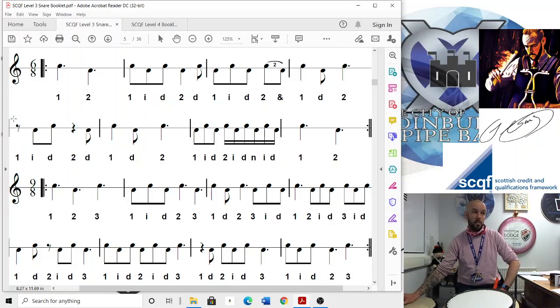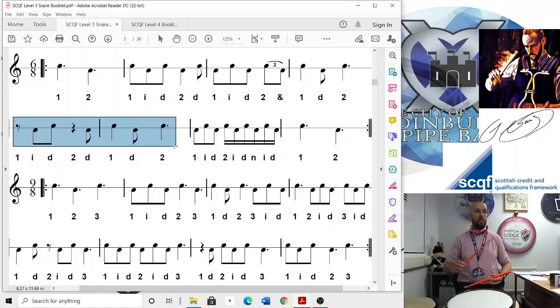So that's 1 a day as it would be up there, except you're going to miss out the first tap. So you'll be 1 a day 2 day, 1 day 2. So that would be 1 a day 2 day, 1 day 2.